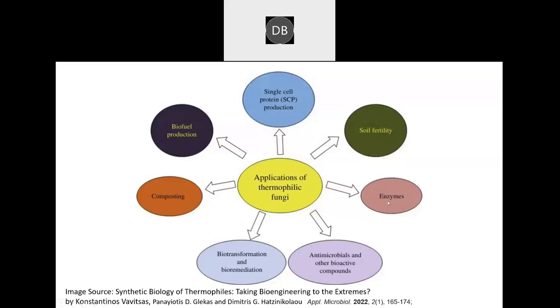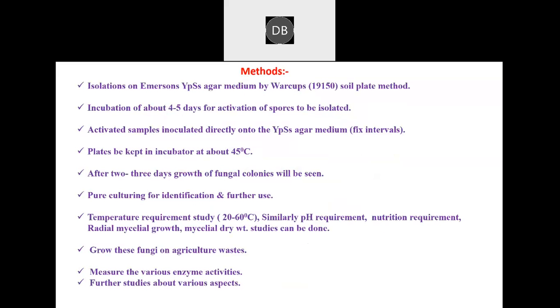Single cell protein can be isolated from this. Soil fertility can be increased. Then the thermostable enzymes are very important from the industrial point of view. Then the antimicrobial and other bioactive compounds can be isolated. Biotransformation and bioremediation experiments can be done. They bring about the composting process in a much faster manner. These fungi can be utilized for biofuel production also. So these are the applications of thermophilic fungi.